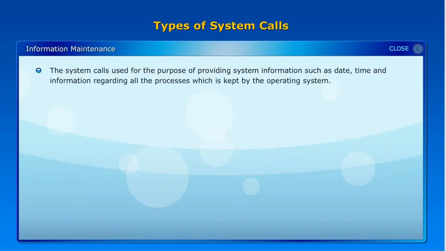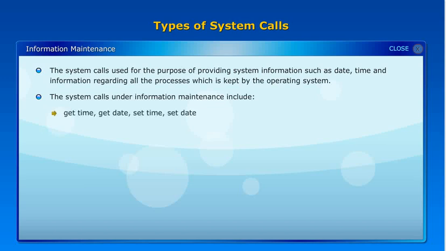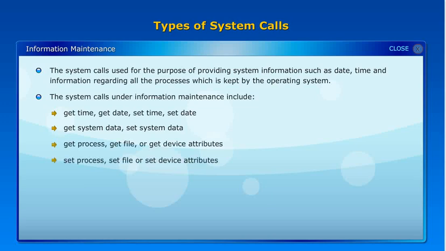Information maintenance. The system calls are used for the purpose of providing system information such as date, time, and information regarding all the processes which is kept by the operating system. The system calls under information maintenance include get time, get date, set time, set date, get system data, set system data, get process, get file, get device attributes, set process, set file, set device attribute.